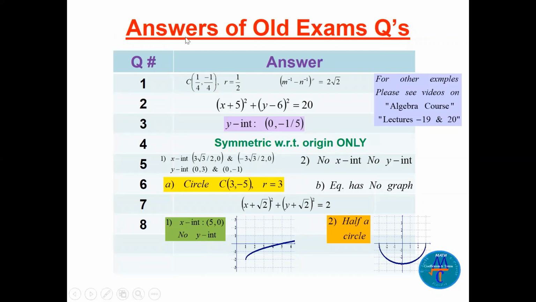Now, this table here, this is only the answers of all these 8 questions. For other examples similar to these questions, please, you can go to the videos on Algebra Course Lectures 19 and 20. These questions were in lectures 19 and 20.